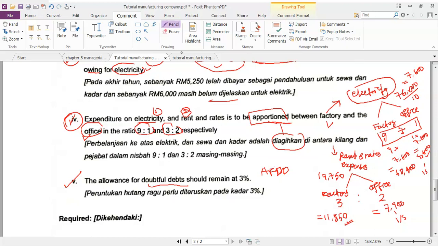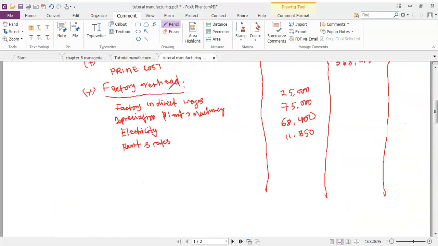Okay. So kita dah masukkan. So look here. Factory overhead we just add on, electricity amounted to 68,400 and also rent and rate 11,850. Okay. So dah. That's all for the factory overhead. There is no other factory overhead. Okay. So itu sahaja. Kita tambahkan semua sekali.